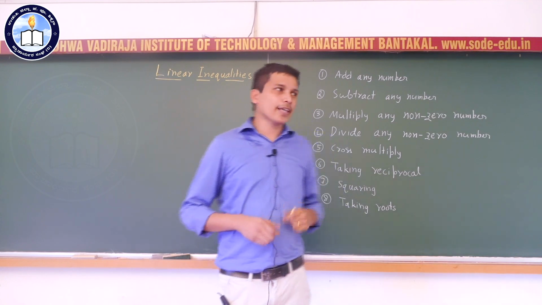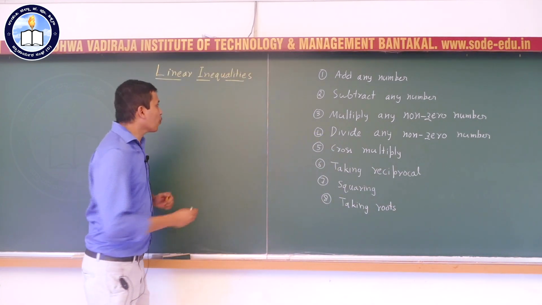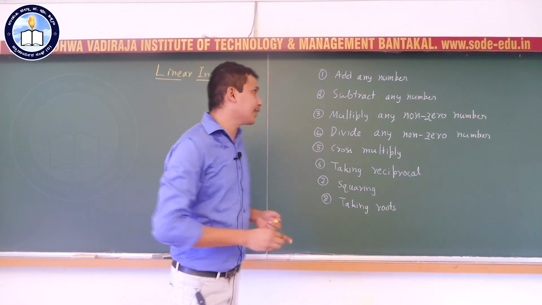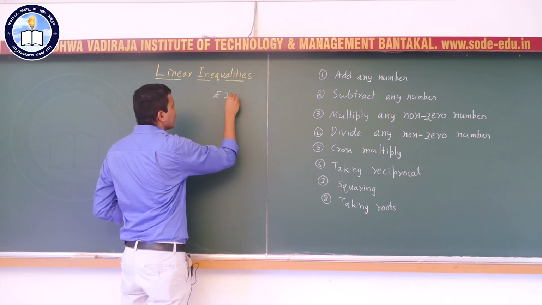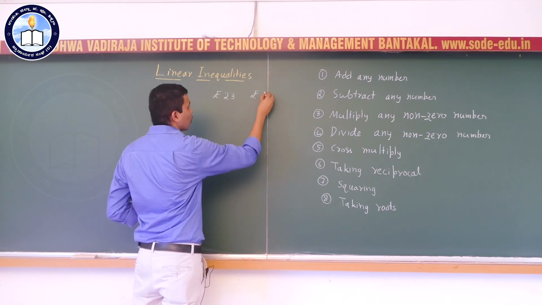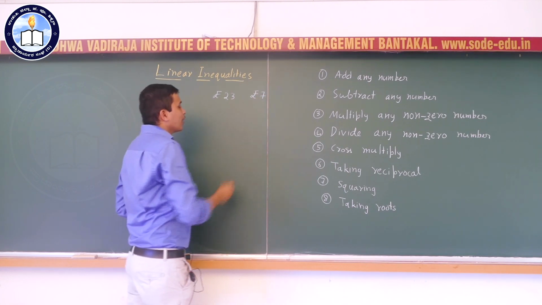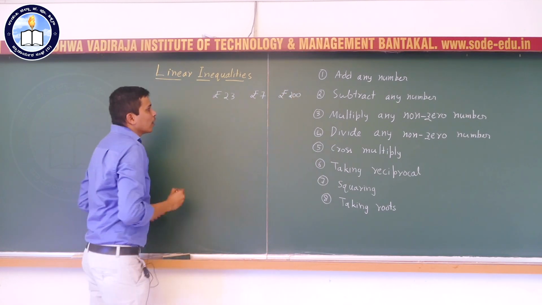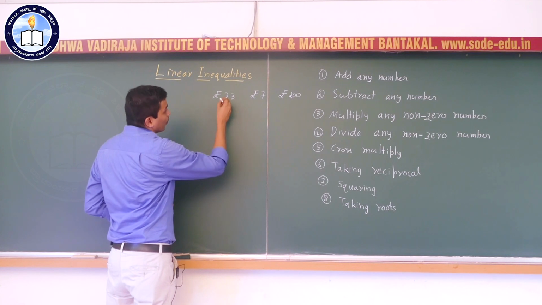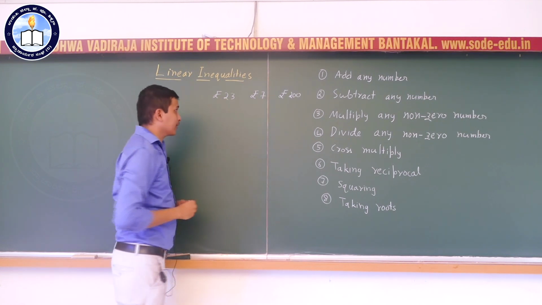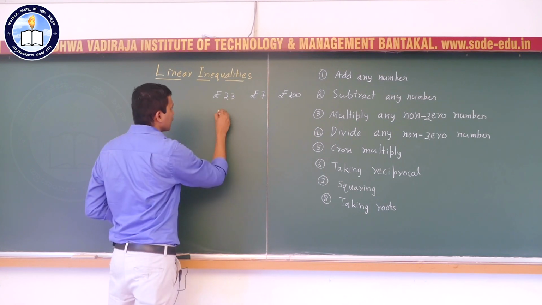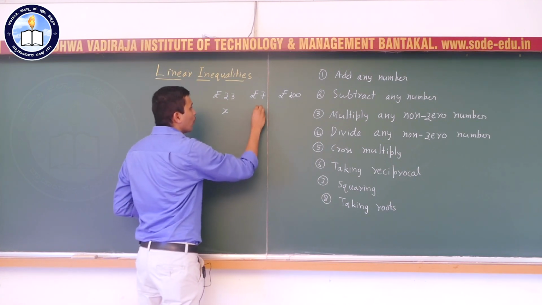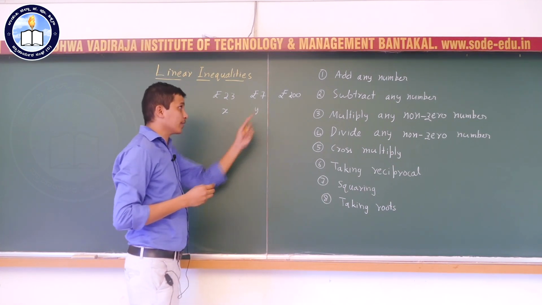Similarly in the mathematical part, suppose you want to buy some pens, each pen costs 23 rupees, and some erasers, each eraser costs 7 rupees. And you have a total of 200 rupees. How many pens and how many erasers can you buy? We can represent that this way. Suppose you want to buy X number of pens and Y number of erasers using that 200 rupees.